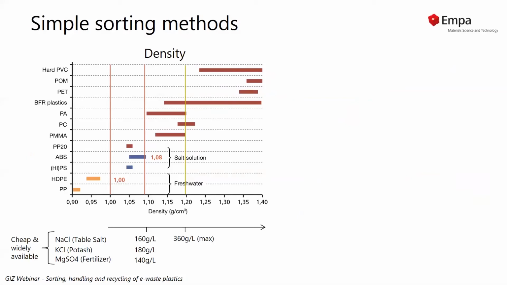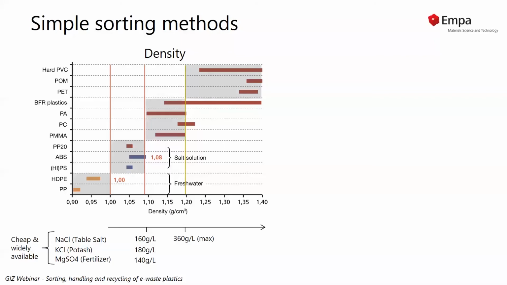There's another line you see at 1.08, and another line, the green one, at 1.20. These are densities you can achieve by using fresh water and adding salts. And you see at the bottom the quantities that you need to add, more or less per liter, to get that density. Now you can imagine, depending on the amount of salt you add, you get a different density, which helps you to separate different types of plastics.